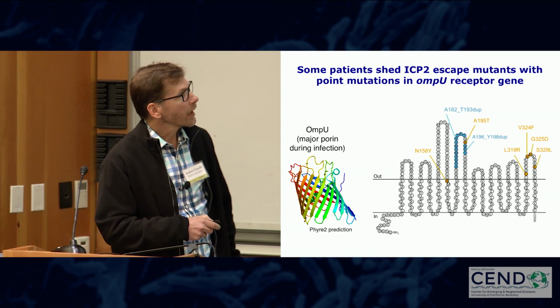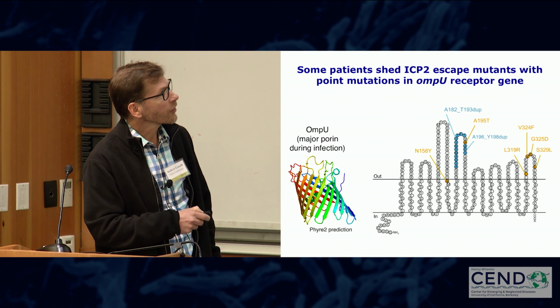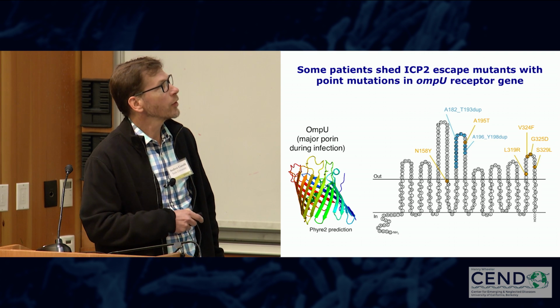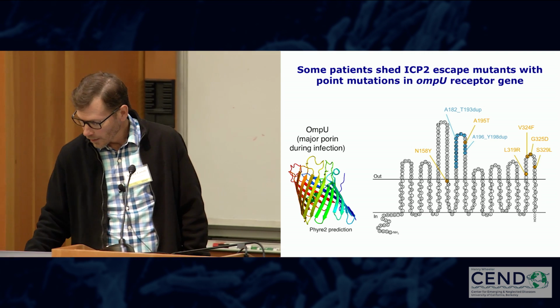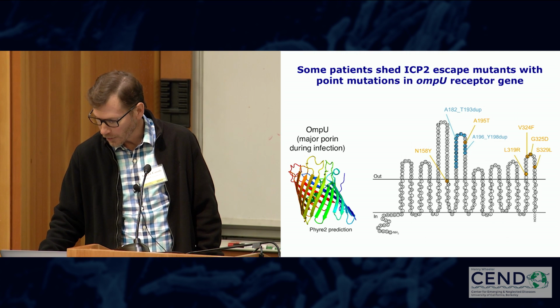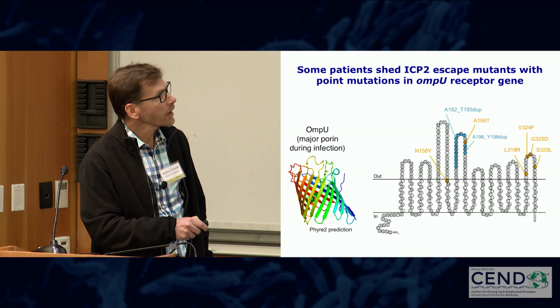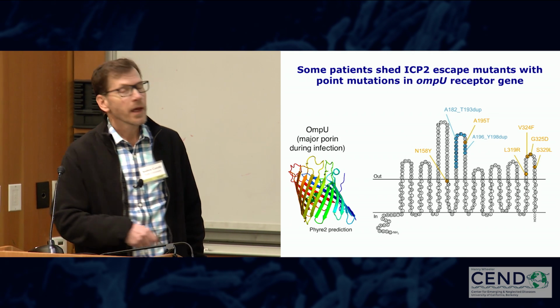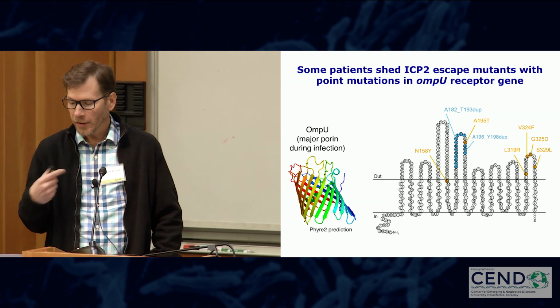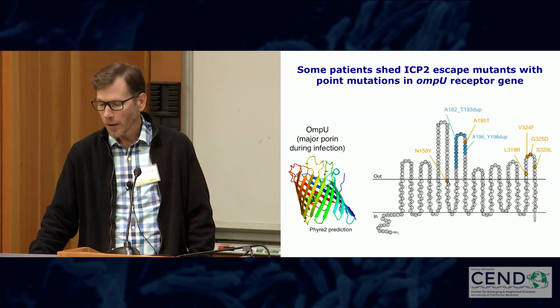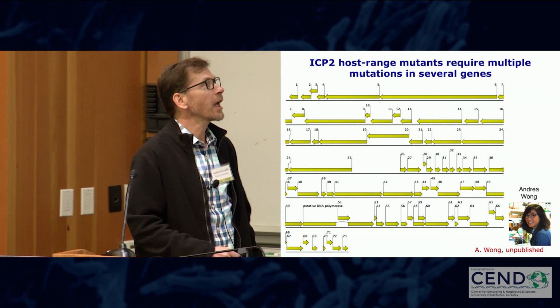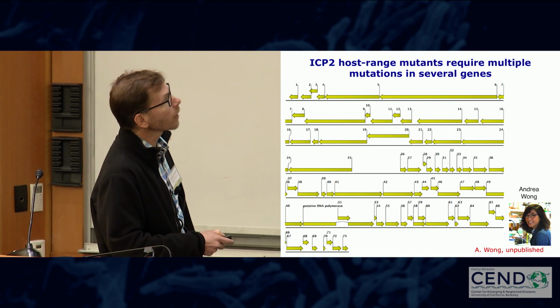So recently I have a graduate student who started to ask this question: does ICP2 tail fiber engage OMP-U, and in particular these loops? What she's been doing is taking some of these point mutants and then infecting with phage, a high number of phage, and getting host range mutants of the phage that can now plaque on these mutants. And this is Andrea Wong's work.